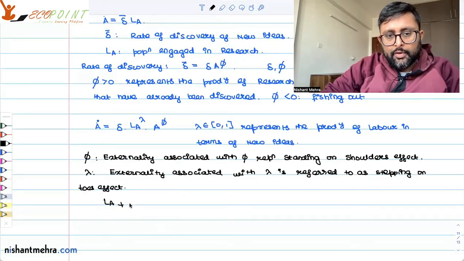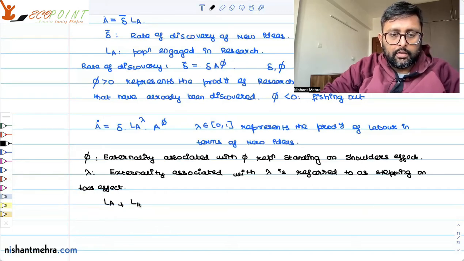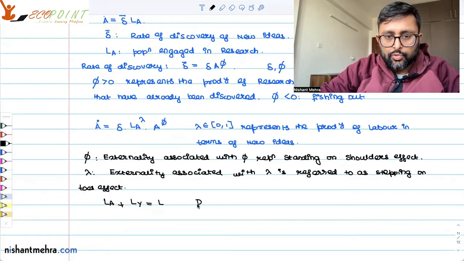The amount of labor involved in research plus the amount of labor involved in the output production is equal to the total labor which is available. So this is the distribution of the total labor force.